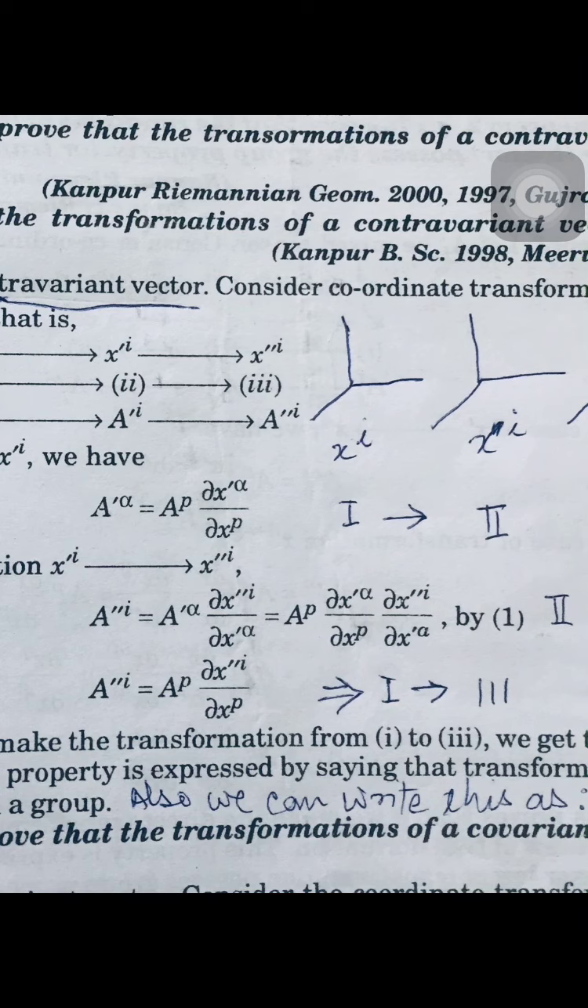So due to contravariance, the denominator must be double dash. So the double dash part comes in the numerator and the single dash comes in the denominator, by the formula of a contravariant tensor. So this is written as a double dash i equals a dash alpha ∂x double dash i over ∂x single dash alpha.